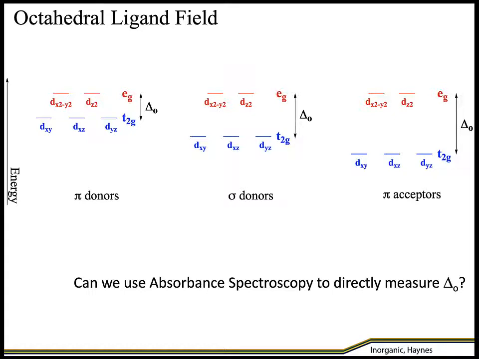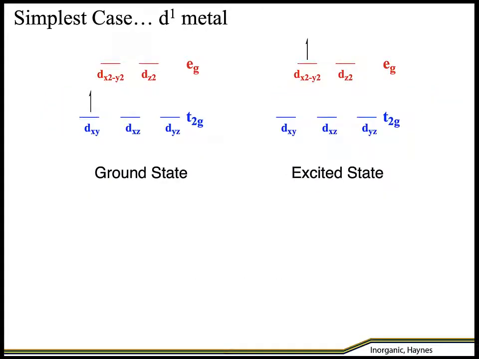And so we might imagine our simplest case for our electronic transition, right, being a d1 metal. So if we just had a single electron, right, in our d electron count, we could imagine that if this is sitting in the t2g orbital set in its ground state, we imagine an excited state that has that electron in one of those eg orbitals. And this electronic transition seems like it should correspond in energy to delta octahedral.